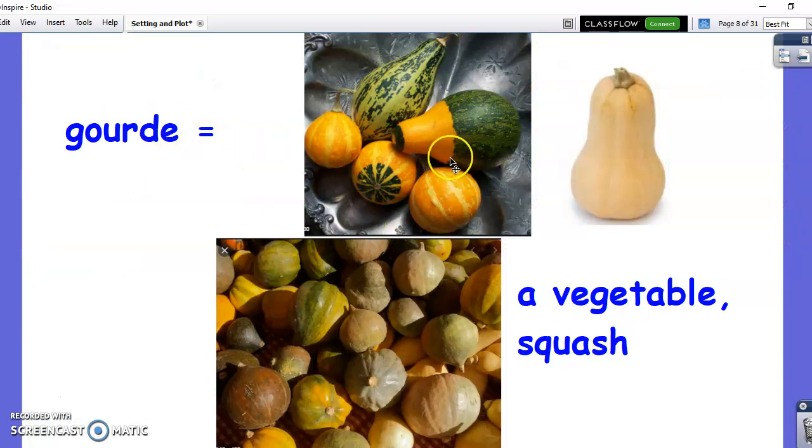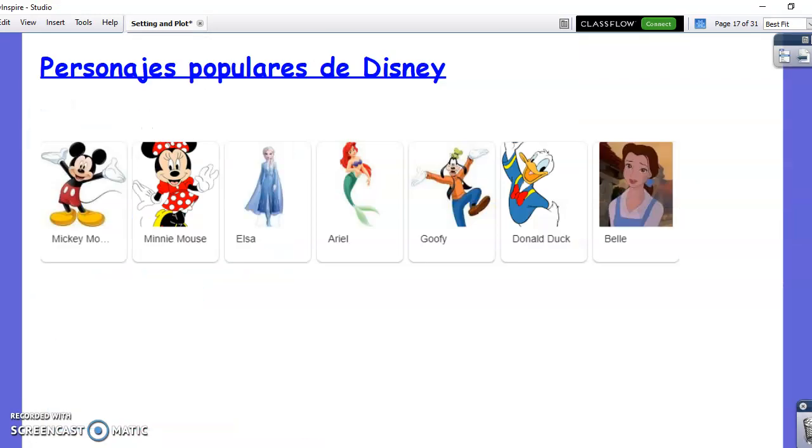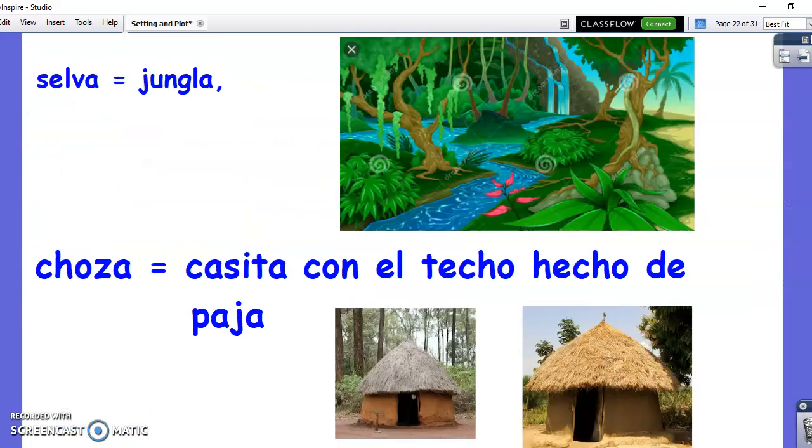Gourd, again, is this vegetable. It looks like a squash or pumpkin. In some parts of the world, they grow these really big, and then they can use them to make containers and cups out of. I have a picture of that further along in my flip chart that I can show you, the one I did in Spanish.